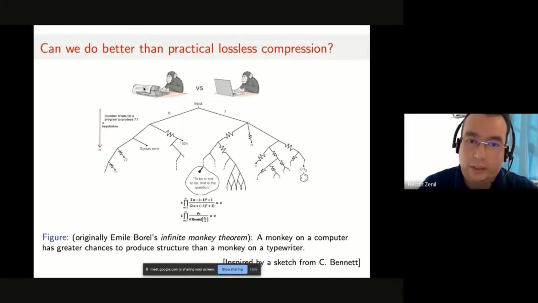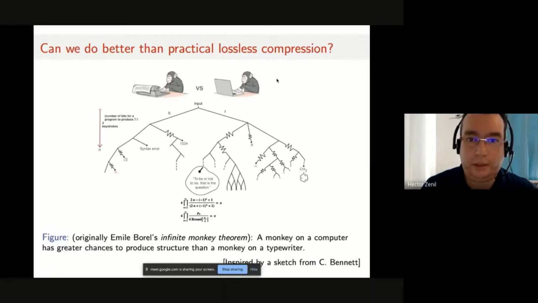So the idea is, what happens if you replace the typewriter with a computer? Now instead of typing keystrokes randomly, every keystroke is an instruction to a computer program. So basically the monkey is now typing computer programs. Again, these are random computer programs, but they are computer programs.